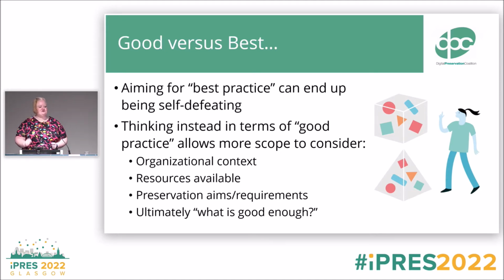And it allows you more scope to consider things like your own organisational context, the resources that you actually have available to do digital preservation, what your local aims and requirements are, and ultimately to set your own goals for what is good enough for digital preservation. Not everybody is looking to do gold standard digital preservation, because you're not always going to have the resources to be able to do that. We're not all going to be able to pass an ISO 16363 audit. And to be honest, I don't think we should really be aiming for that. So I think having that idea in your head that you're always going for good practice rather than best practice is the more healthy approach to digital preservation.